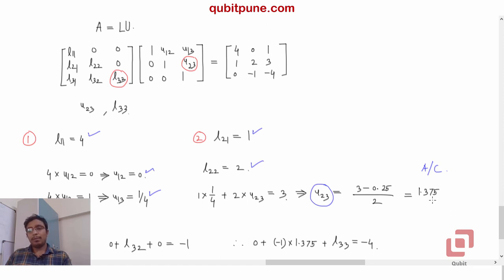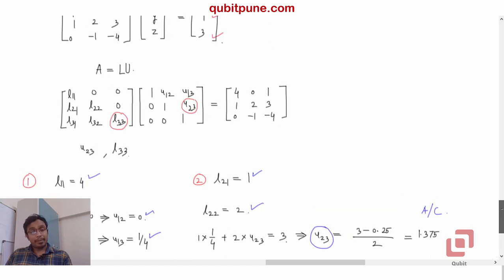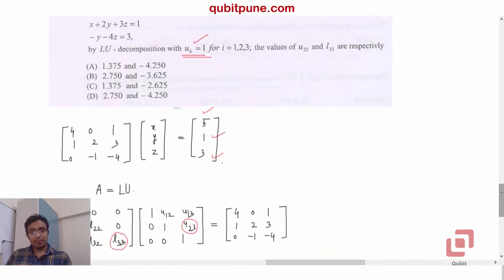U23 turns out to be 1.375. Now if you look at the options for U23, 1.375 is present in A and C, so B and D are ruled out.